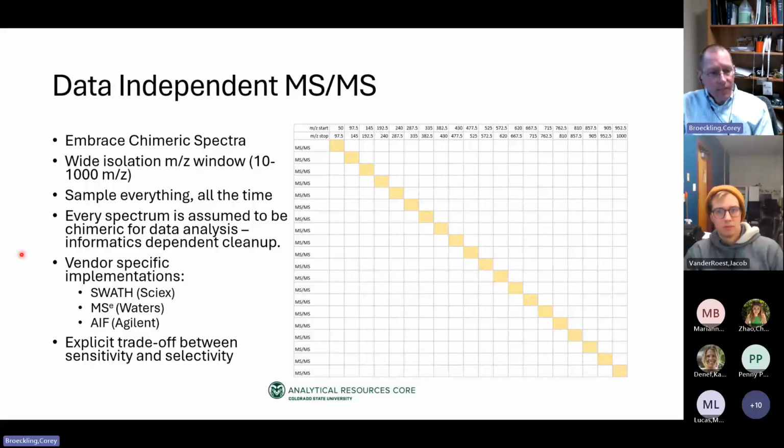Now, there's a trade-off here between sensitivity and selectivity. So as I have this drawn, I think I have 20 mass bins here. You could do 200 mass bins, so that every one of these ranges, rather than being, say, 50 to 100, is more like 50 to 60. So you have less chimeric risk with that, but you have much less time to spend because you have more steps that you need to do. So there ends up being a really explicit trade-off between sensitivity and selectivity with this DIA type approach.